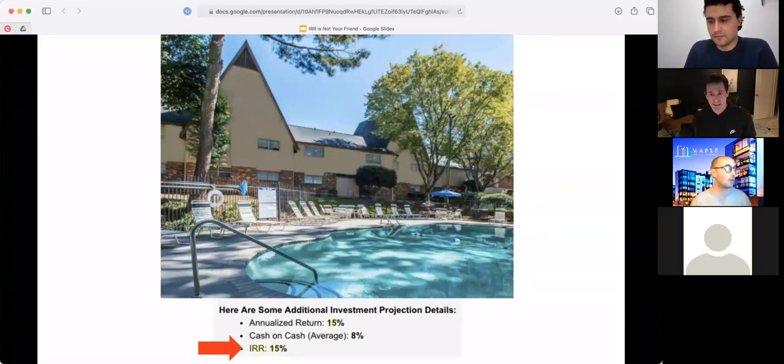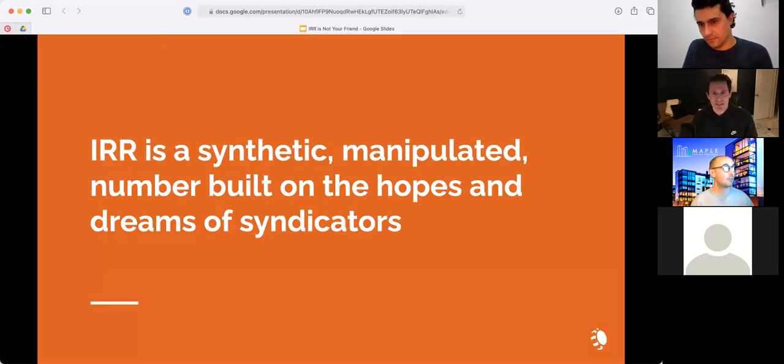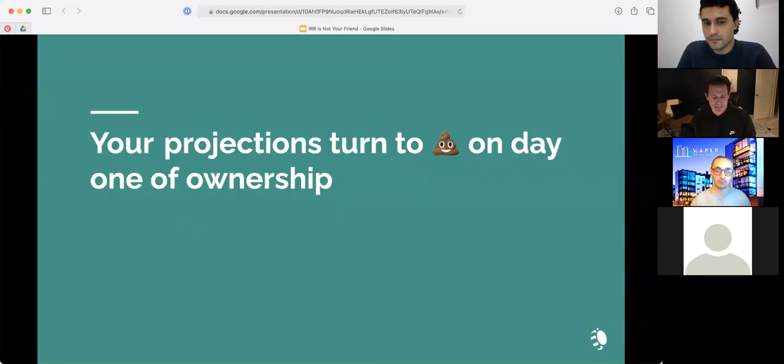Is it that A, all these properties have the same risk-return profile, or B, that IRR is a completely synthetic number created on top of hundreds of assumptions made by syndicators, and they all know they have to show a certain number in order to have a marketable property for you as investors? I am much more in the camp that IRR is too easily manipulated. And what we need to realize is that all these projections that syndicators put in front of you turn to crap on day one of ownership.